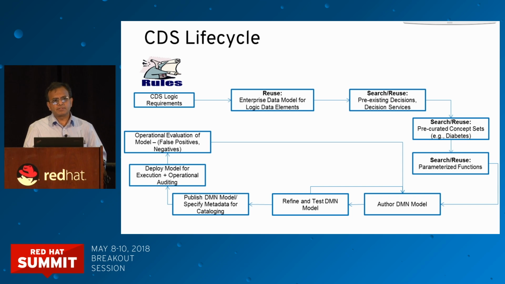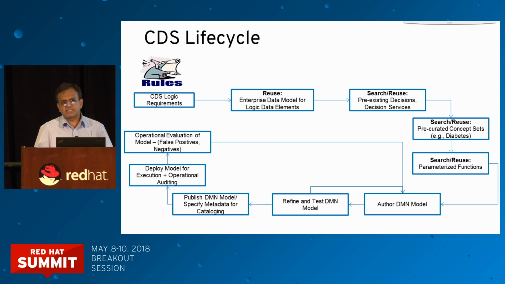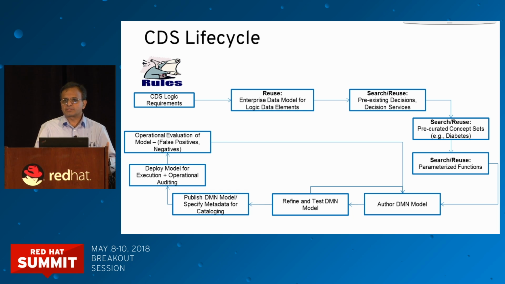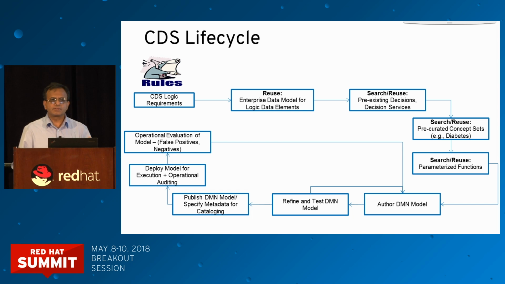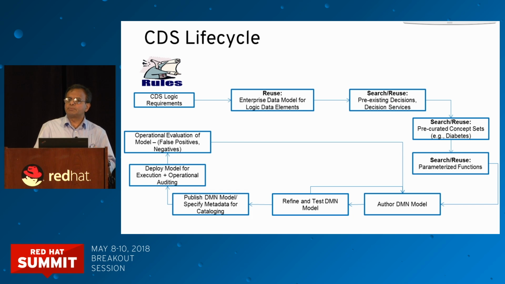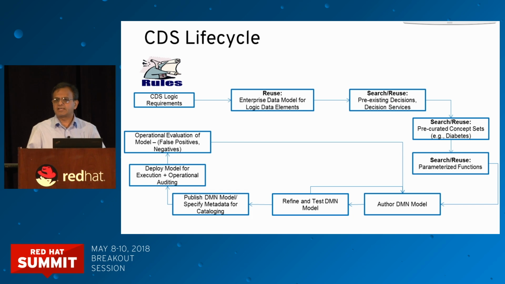So it all starts with reuse. Suppose your organization has already built 40 or 50 models. The first obvious point of reuse is that the variables as input to that DMN model should be standardized. Otherwise, you won't be able to do things efficiently. The second thing is we should be able to reuse pre-existing decisions and decision services. In healthcare, content is a big deal.